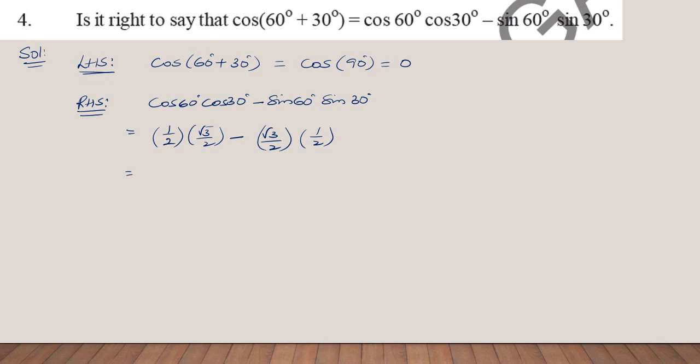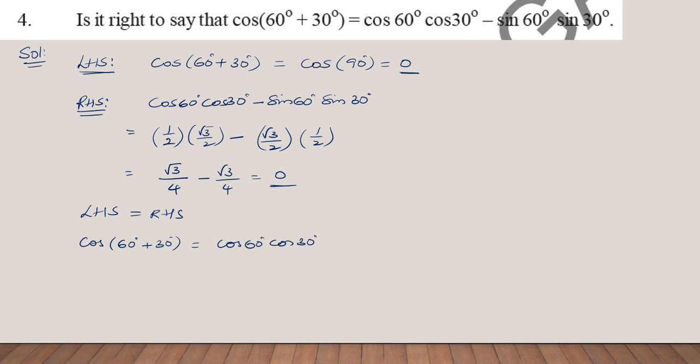So when you multiply, numerators will be multiplied with numerators. So which gives me 1 into root 3 is root 3 by 4 minus root 3 into 1 is root 3 by 4. So if you observe both the values are same, so you can cancel it out. If you observe, LHS and RHS both are equal. LHS is equal to RHS. So from this what I can say? Cos of 60 degrees plus 30 degrees is equal to cos 60 degrees into cos 30 degrees minus sine 60 degrees into sine 30 degrees.